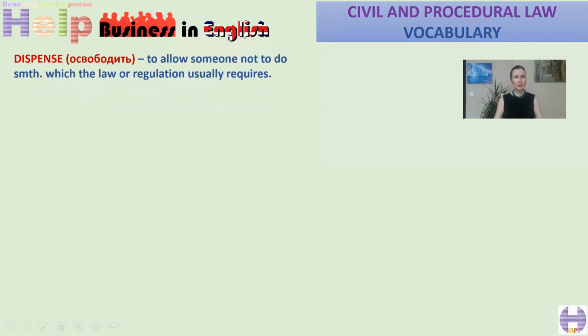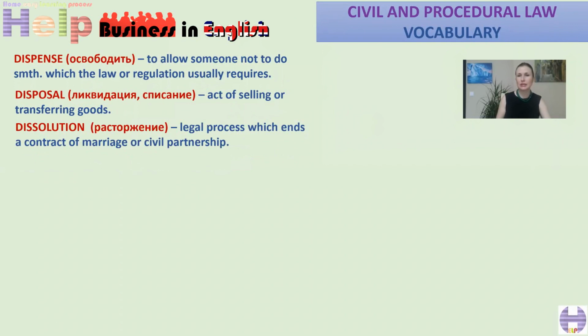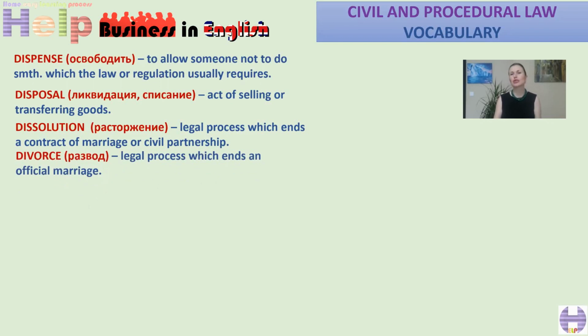Dispense, освободить. To allow someone not to do something which the law or regulation usually requires. Disposal, ликвидация, списание. Act of selling or transferring goods. Dissolution, расторжение. Legal process which ends a contract of marriage or civil partnership. The next one, divorce. I'm sure that you have already heard that. Divorce, развод. Legal process which ends an official marriage.